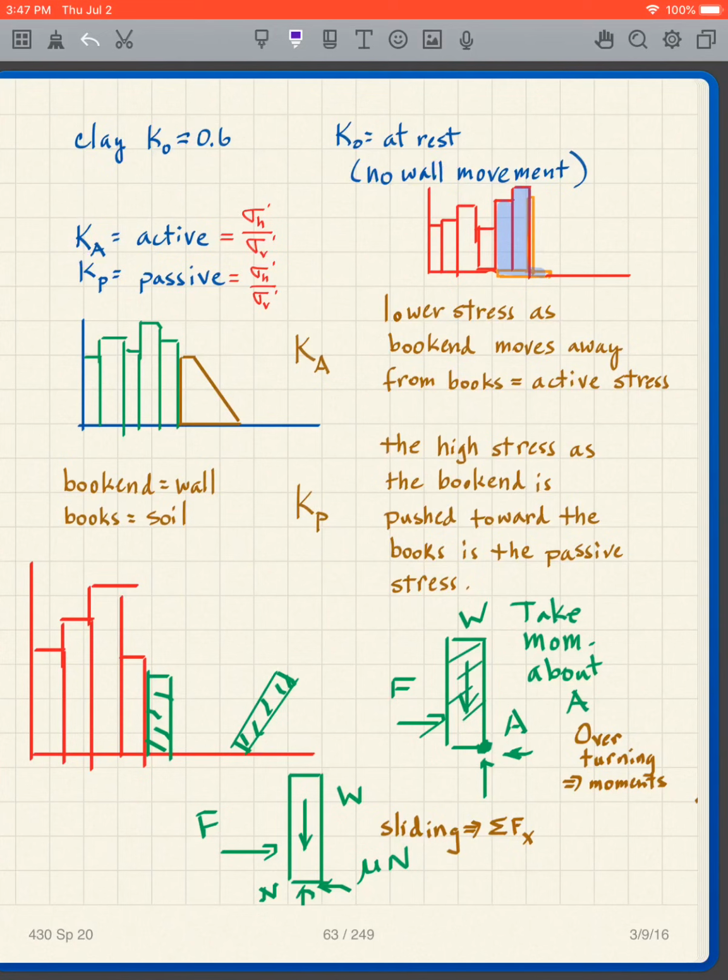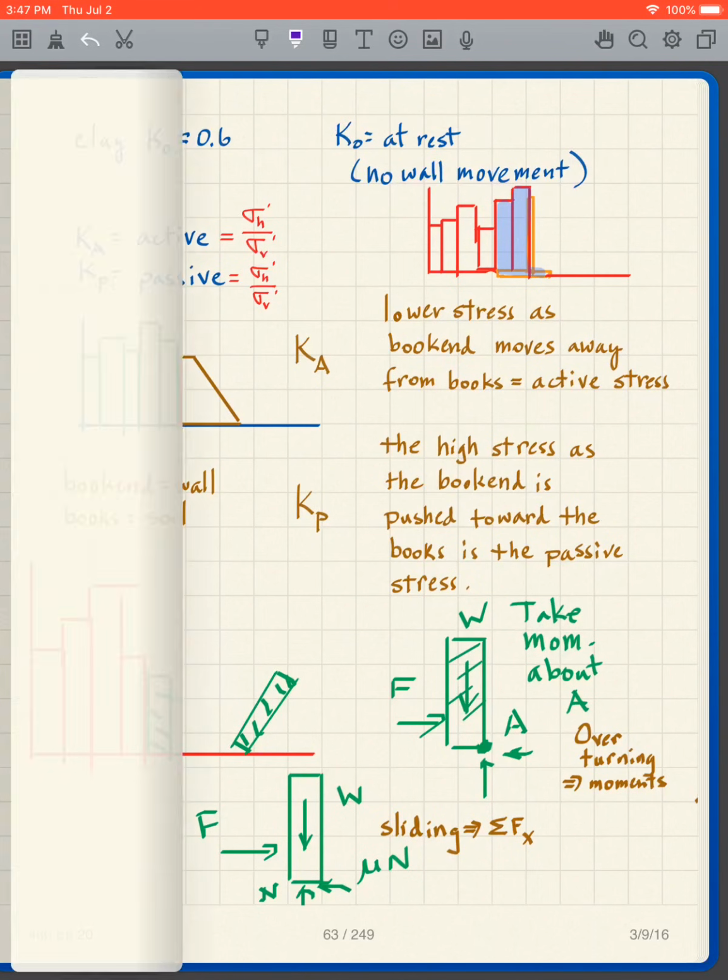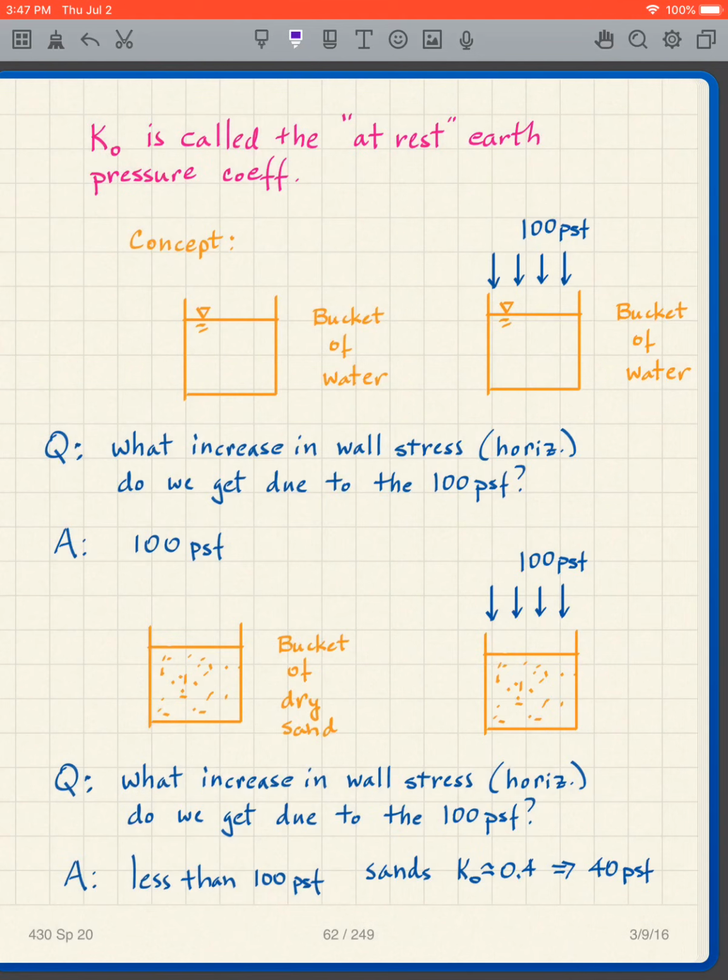And we mentioned last time that when we had K naught, there was no movement of our wall. If you remember, what we did was we had this bucket of sand, for instance, and the bucket was rigid. The walls were completely rigid. They did not move, and that gave us the K naught.